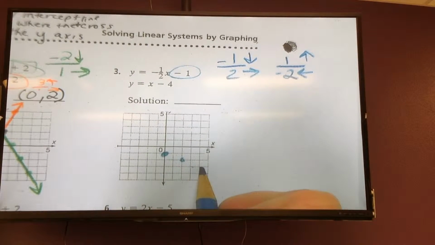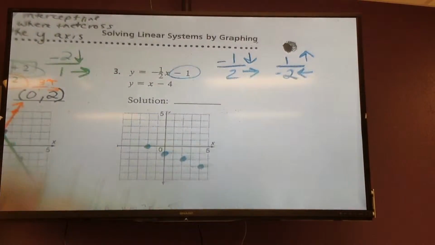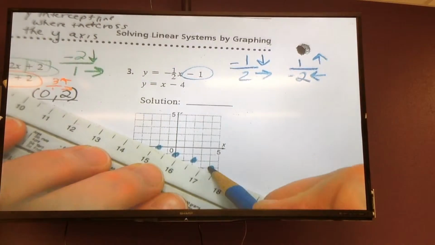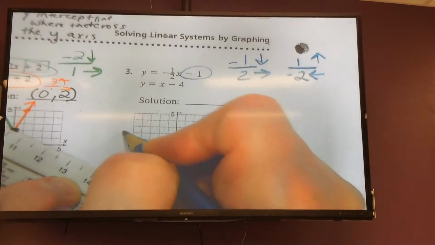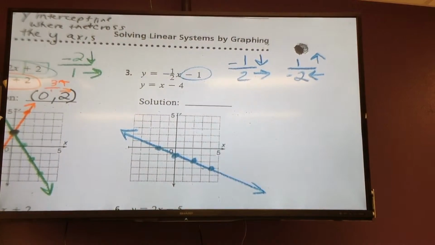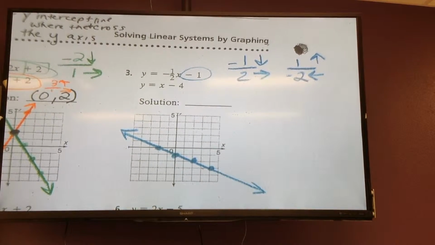Down 1, right 2. And like I said, I could have gone up 1 to the left 2 also. When I connect my dots, that's what that line would look like. Notice I'm drawing my lines pretty much through my graph as much as possible. That way I can definitely see where they intersect.